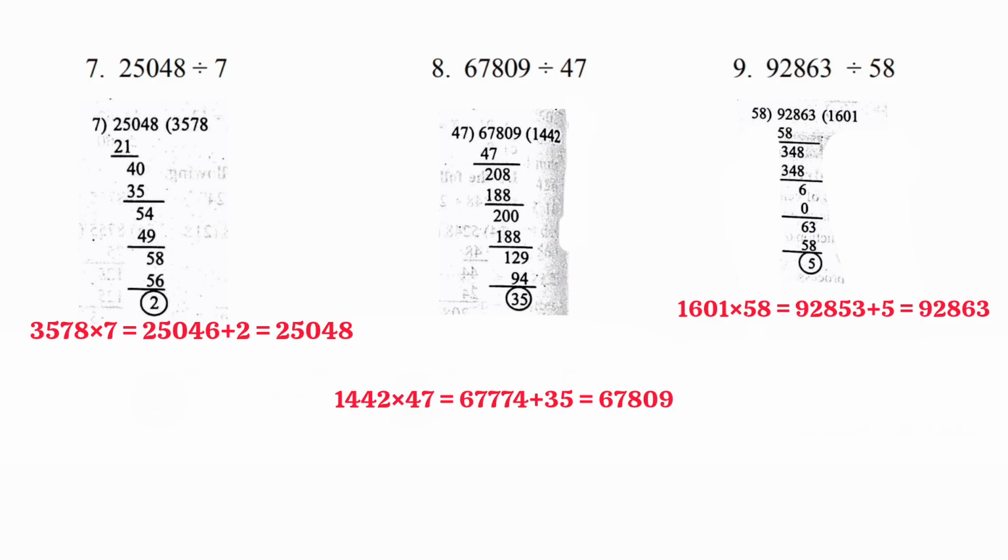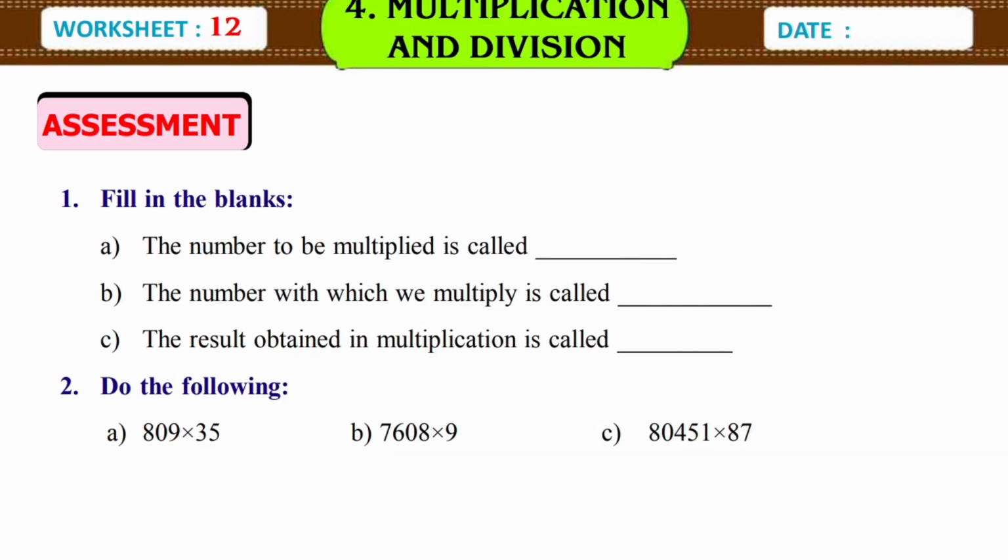Okay, understood? Now we'll move to our next part, which is self-assessment. Okay, which is worksheet number 12. Here the concept is assessment. Let's see this. So in the first Roman we have given fill in the blanks. Let's see. First one is the number to be multiplied is called multiplicand. Second one, the number with which we multiply is called multiplier. Third one, the result obtained in multiplication is called product.